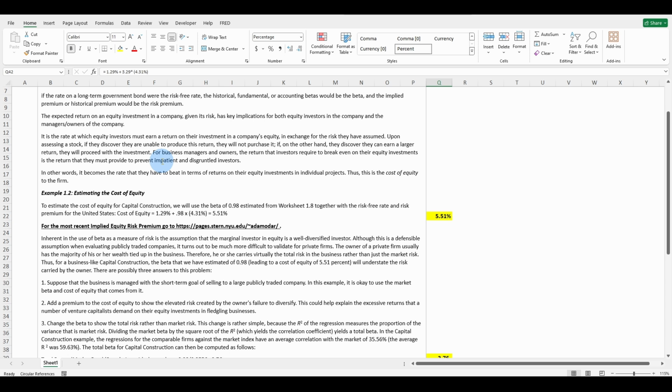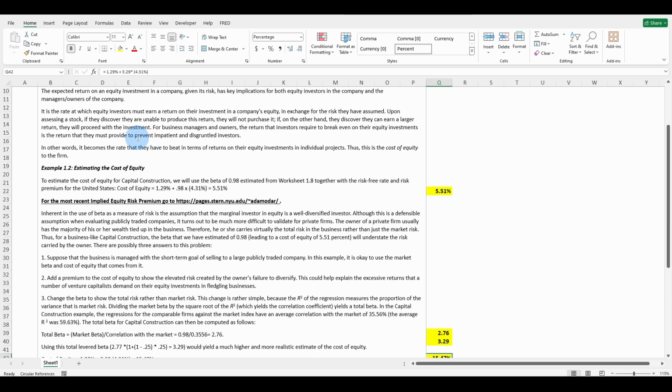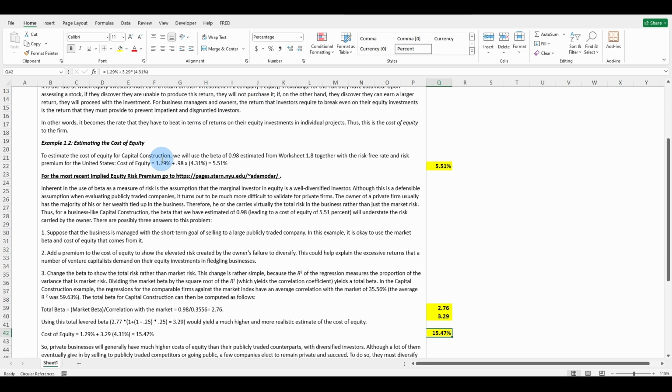For business managers and owners, the return that investors require to break even on their equity investment is the return that they must provide to prevent impatient and disgruntled investors. In other words, it becomes the rate that they have to beat in terms of returns on their equity investments in individual projects. Thus, this is the cost of equity to the firm.